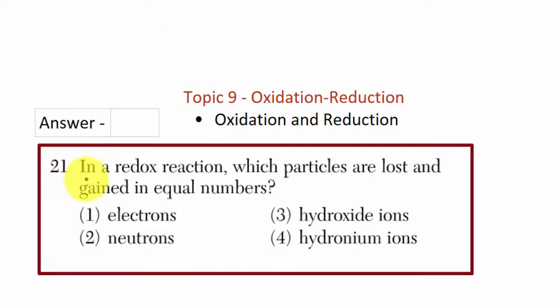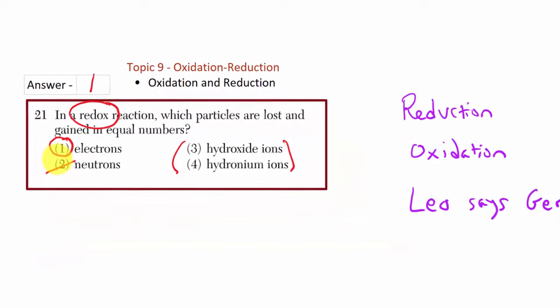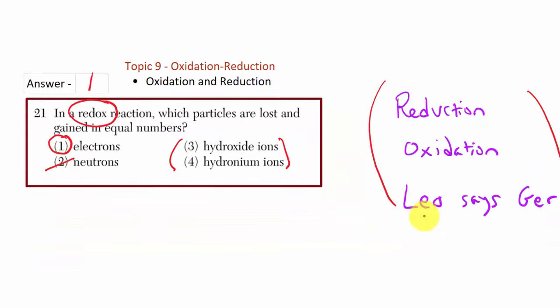Question 21. In a redox reaction, which particles are lost and gained in equal numbers? In the redox unit, we are talking about the gain and loss of electrons. That's the definition of what's going on. The decoys they threw in here at you, hydroxide ions and hydronium ions, that's from the acid-base unit. And then we have the neutrons, which has nothing to do with this topic. Please remember these little catchphrases. LEO says GER. When you lose electrons, you're oxidized. When you gain electrons, you are reduced. So our answer is number 1. It's all about electrons.